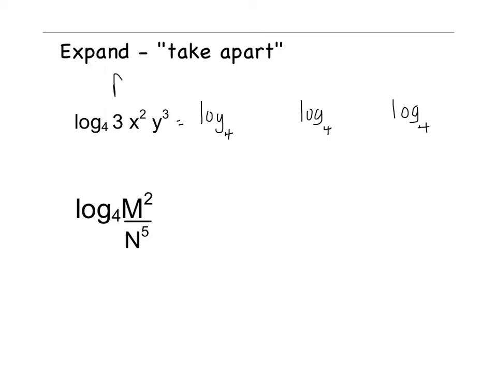This is the product rule, because they're all multiplied together, so that means that there will be pluses between. So the first one will be log to the base 4 of 3 plus x squared. Well, we also remember the power rule. So the exponent that would be here gets put in front. So 2 log to the base 4 of x. Still product rule, so that's a plus.